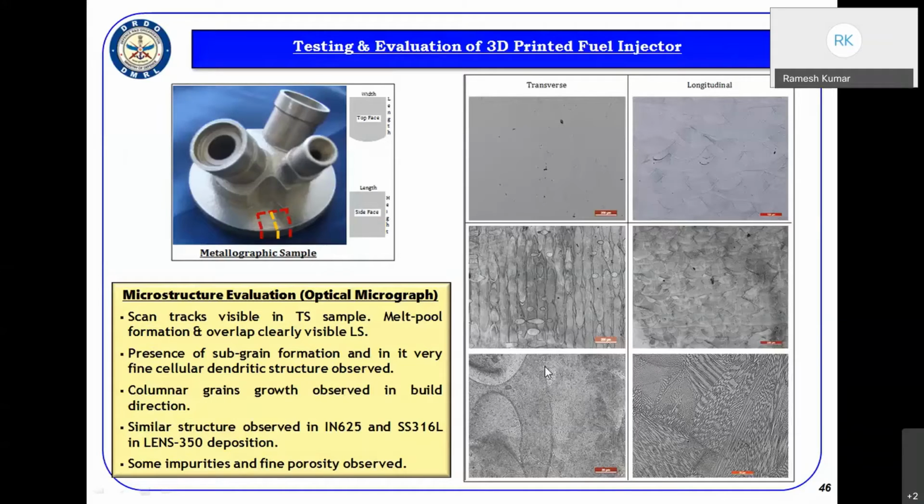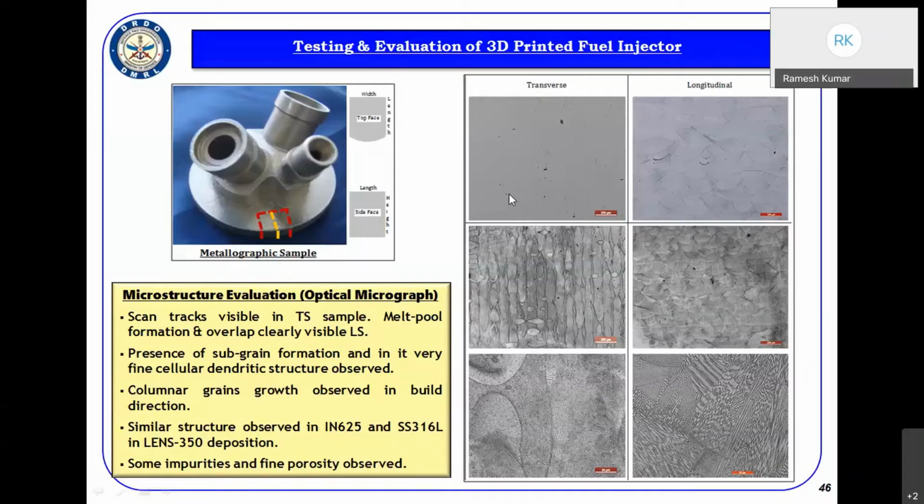That is also to be evaluated: what has come up here, and what amount of porosity there is in this component. For that, we have gone to the next level of evaluation using scanning electron microscopy, which is very advanced equipment available in DMRL. We have carried out SEM mainly to check the homogeneity of fine dendritic structures as well as the impurity particles. We have seen a couple of impurity particles, and we want to understand where the impurities have come from.